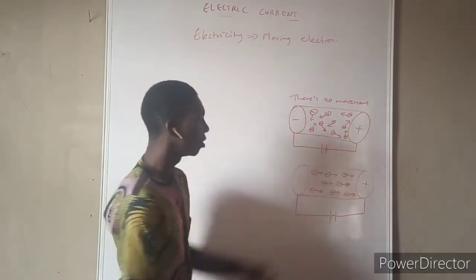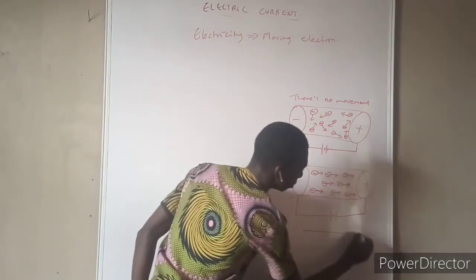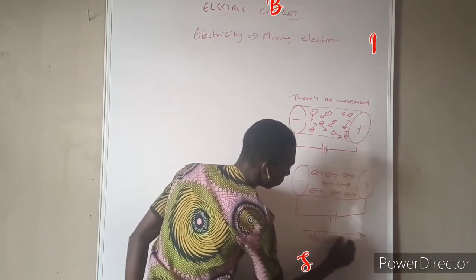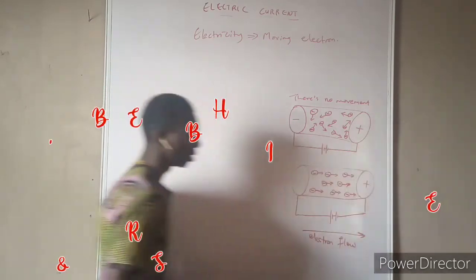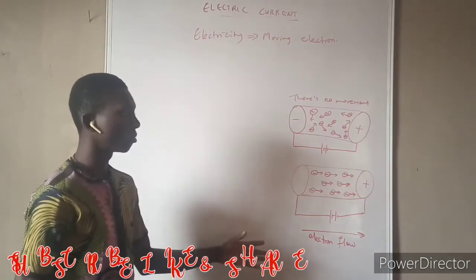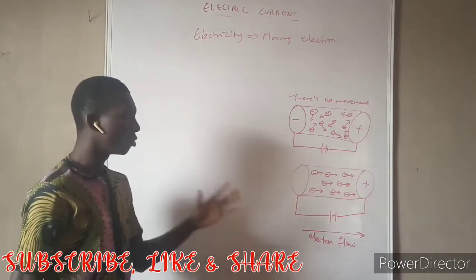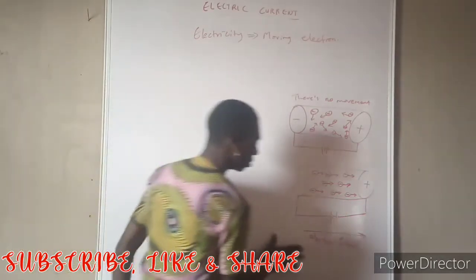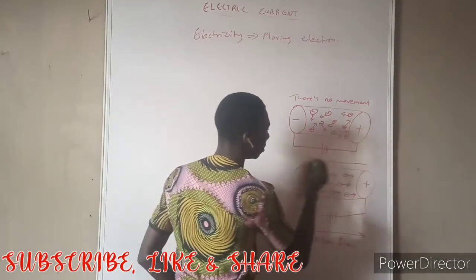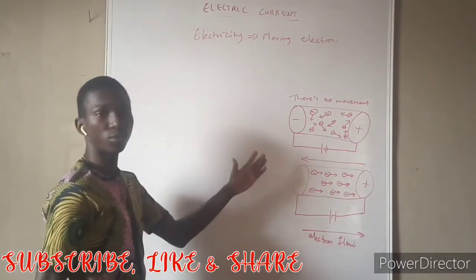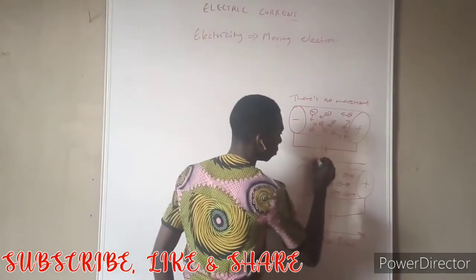So this flow is actually referred to as the electron flow. But do you know what? Electron flows like this, but current flows like this. So this one is referred to as current flow.